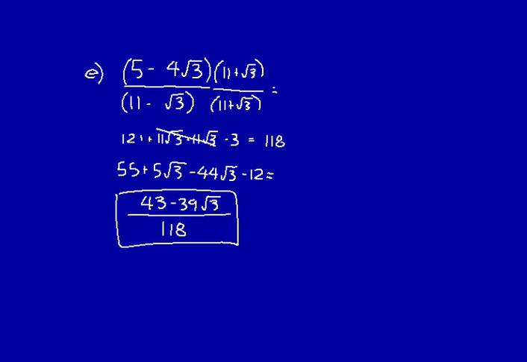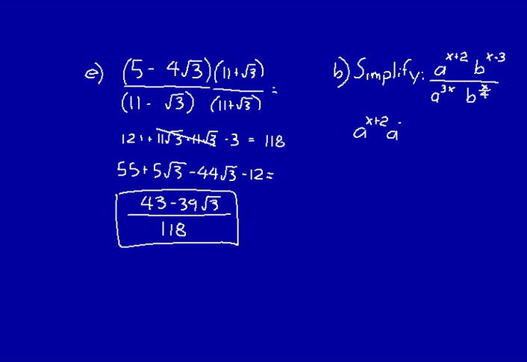Look at problem B. Let's simplify that expression, a to the x plus 2, b to the x minus 3, over a to the 3x and b to the x minus 4. Now, the first thing I like to do in a problem like that where you have these exponents, and you recognize that you have some similar bases, is just put it all up in the numerator. And the way you do that, remember, if it's in the denominator, you can put it in the numerator by just changing the sign of the exponent. And we'll have a to the x plus 2, a to the negative 3x, b to the x minus 3, b to the minus x over 4.